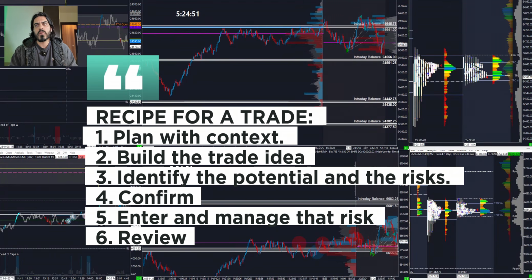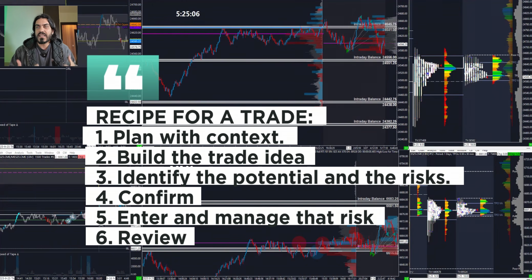Step number 2, right, we want to build the trade idea around our analysis and our context. The whole point of us creating a trade plan is so that we can actually have trade setups, right, and ideas to follow through with and actually execute.